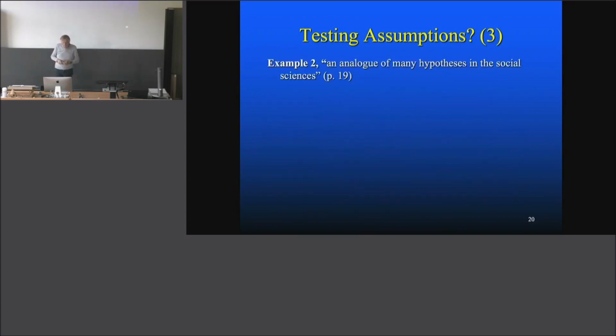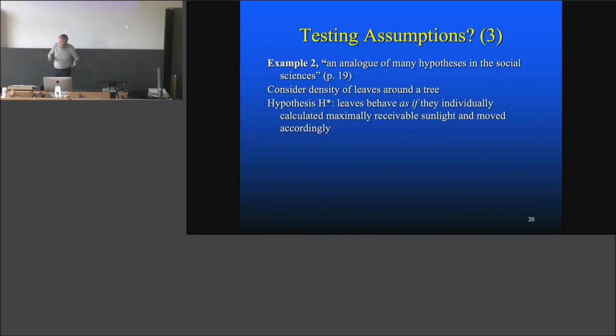So here's the second example, an analog of many hypotheses in the social sciences. The first example, this is threefold, is fairly transparent, one fairly well understands, but it's the simplest one. And now come examples that are not so easy to understand. Consider the density of leaves around a tree, which is not a typical economic question, right? But there is the fact that apparently the leaves are denser at the south side of trees than the north side. I mean, there's more sun. Okay, and the question is, how can we explain that?